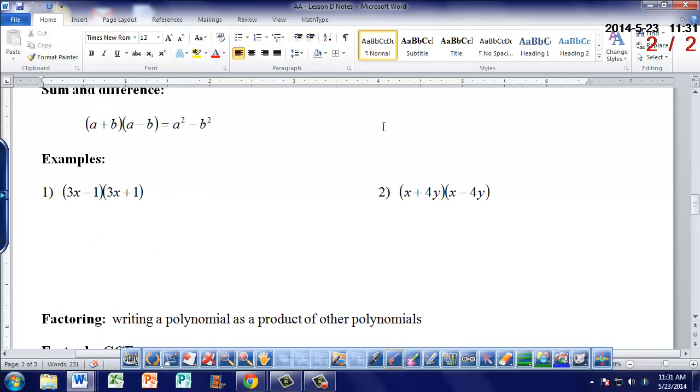Now this one, the middle terms are always going to cancel. You can go ahead and FOIL it out, but you will notice every single time the middle terms will cancel. So I'm just going to multiply the first terms together and the last terms together. That's it.